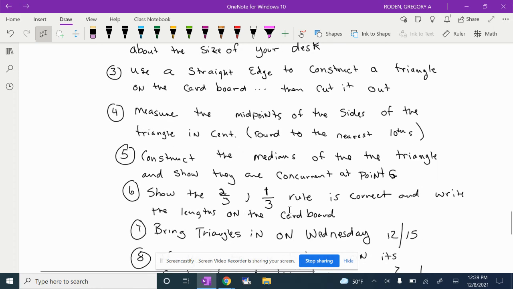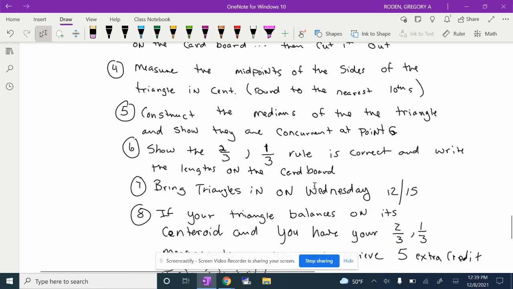I want you to measure the midpoints of the sides of the triangle and mark them on your cardboard. Then construct the medians of the triangle and show they are concurrent at point G, just like I did on the construction tool. If they're not concurrent, you did something incorrect. They must meet at one point.